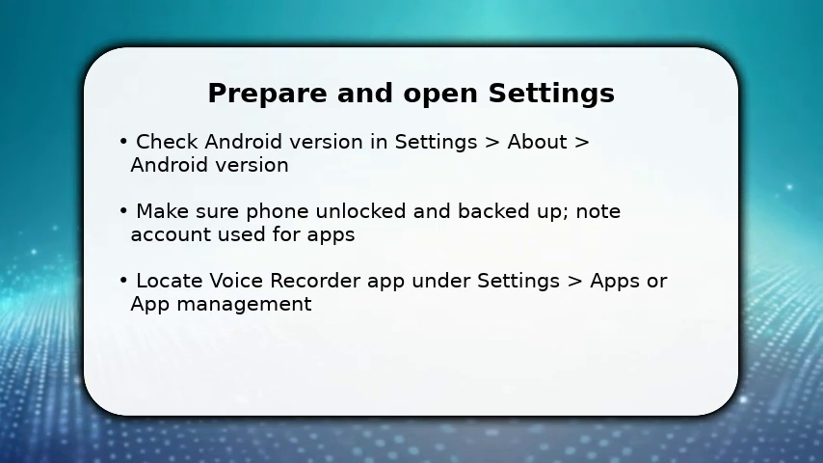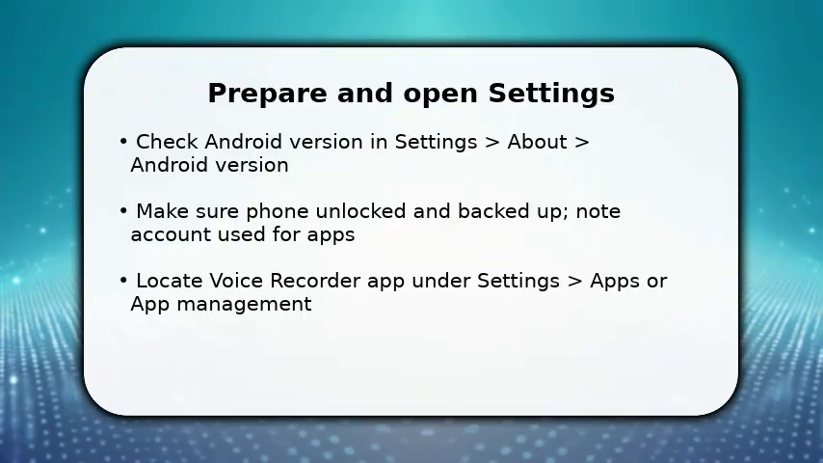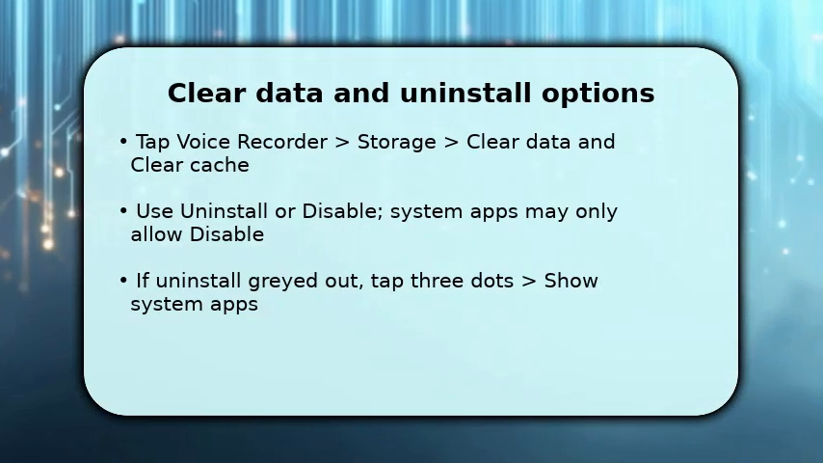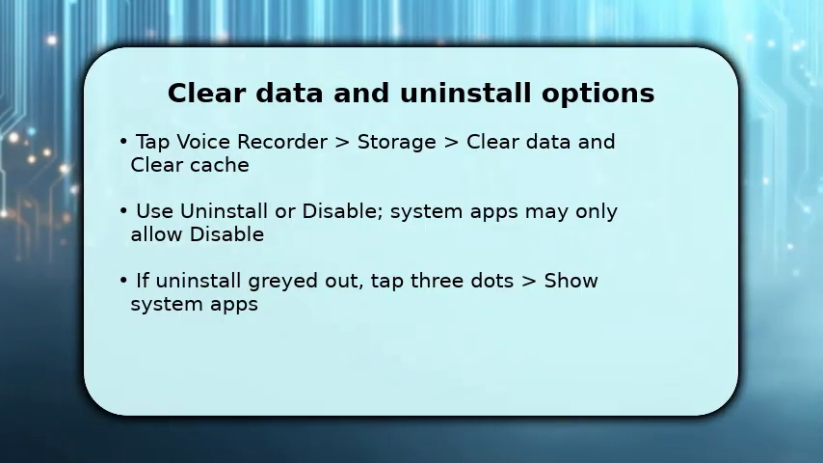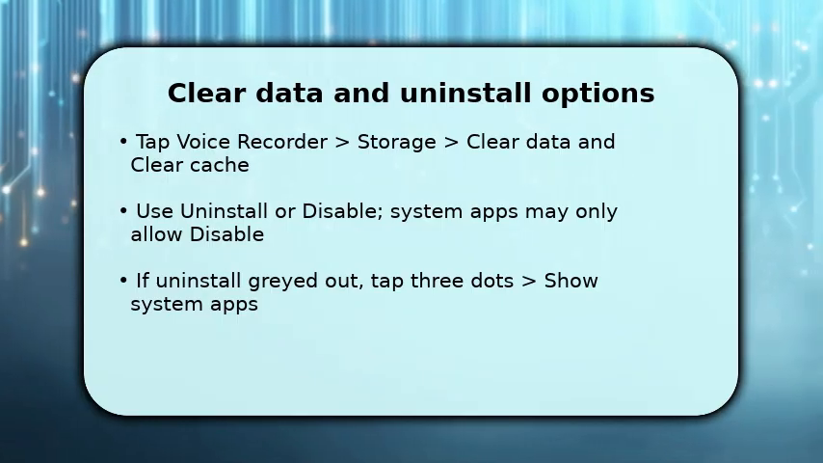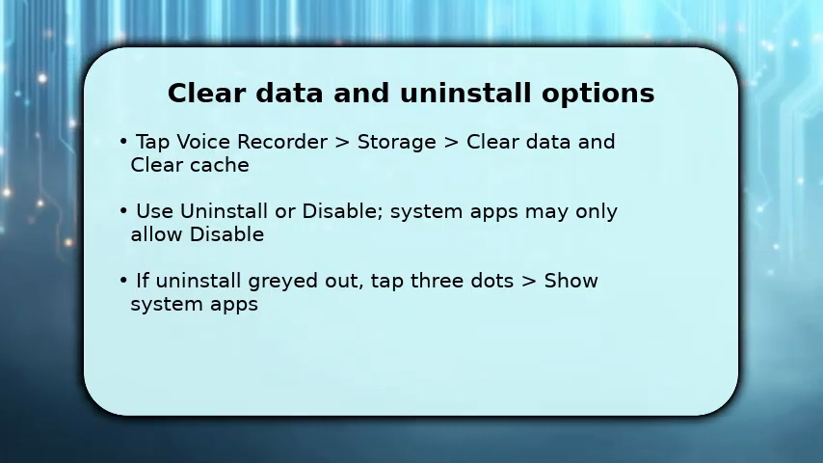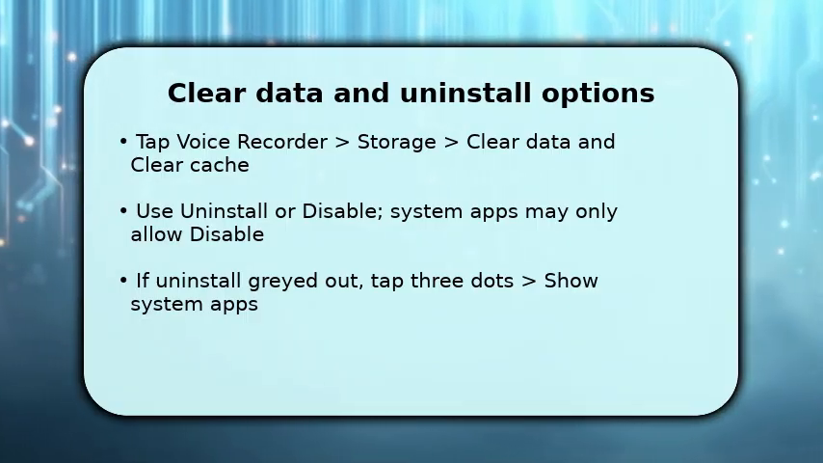On the app info page, first clear data and cache to remove recordings and settings. This prevents leftover files. Next, tap Uninstall. If it's unavailable, choose Disable to stop it running and hide it. If you still can't remove it, open the three-dot menu or filter to show system apps, because some Vivo builds treat Voice Recorder as a system component.